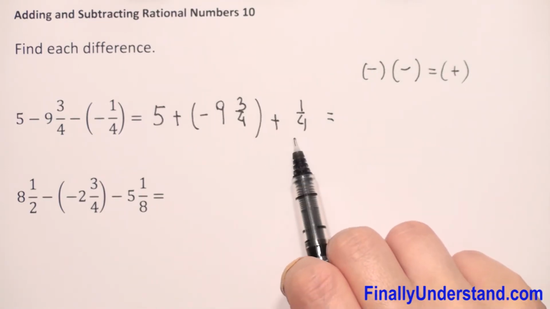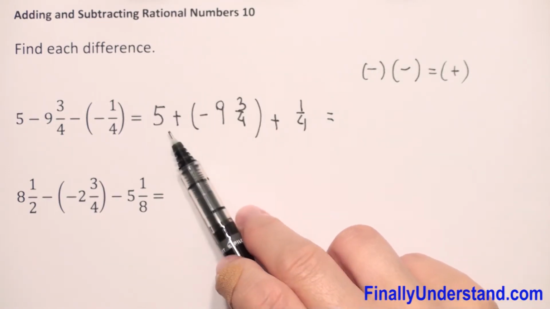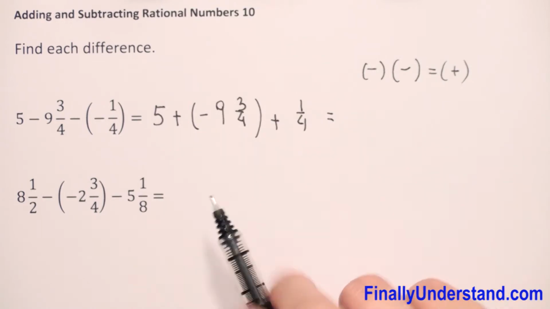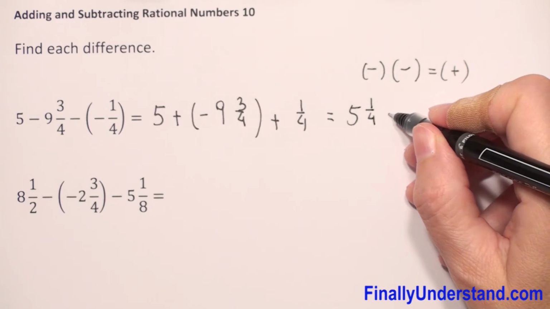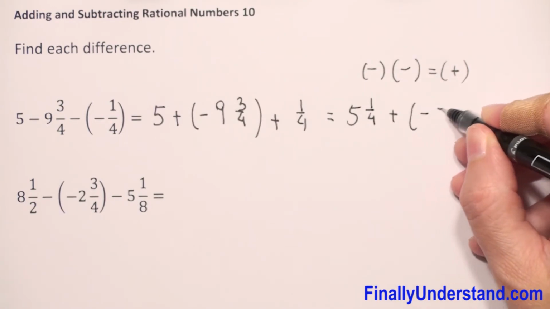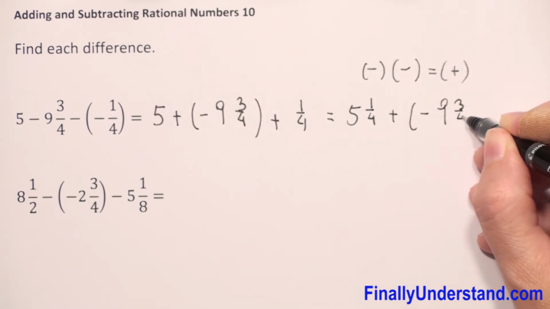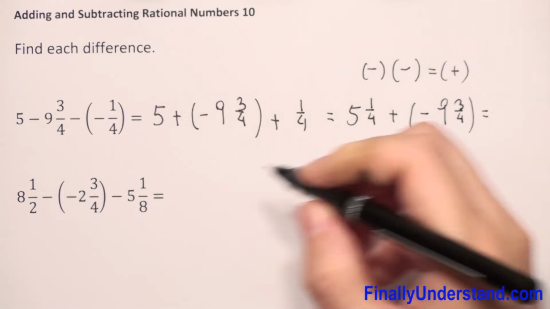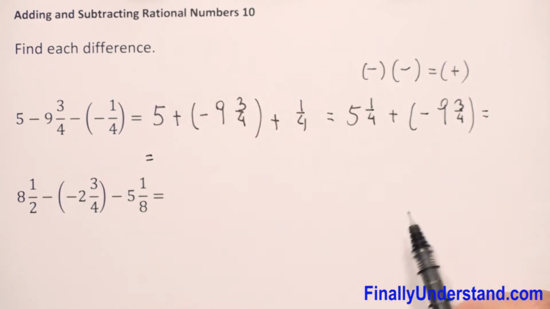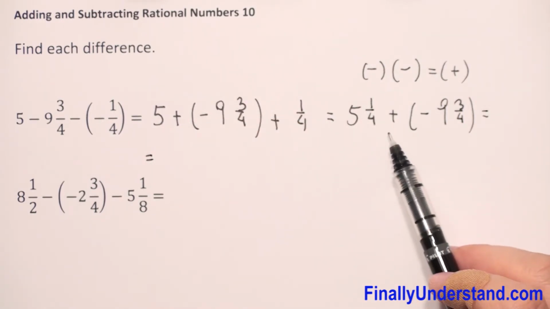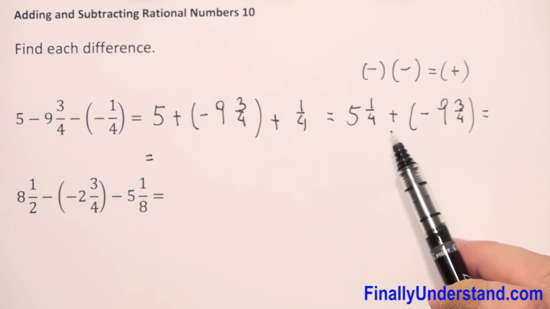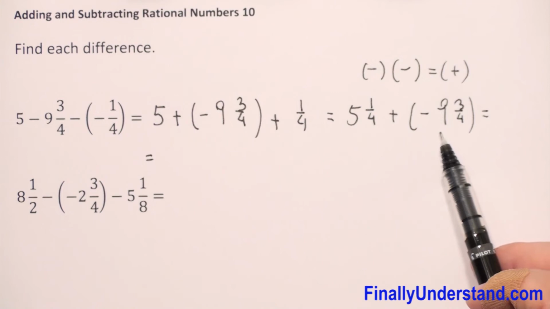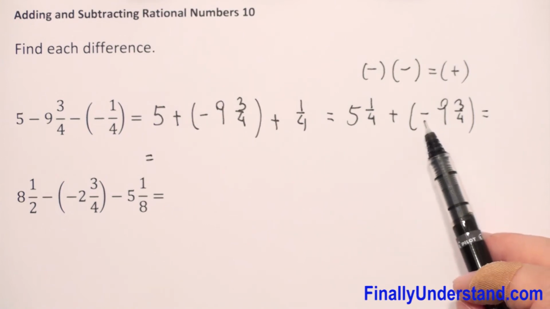Two numbers are positive, one negative. So I can add first 5 and 1 over 4. So this is 5 and 1 over 4, and we have plus negative 9 and 3 over 4. So this is equal. When we add two numbers, one positive and one negative, first we check which of these two numbers is greater. We forget about the negative sign.